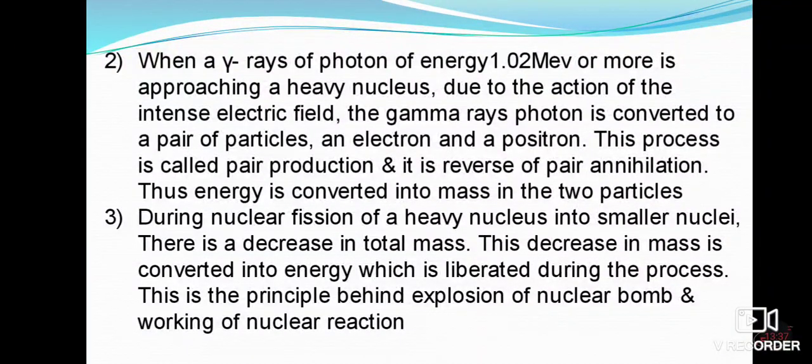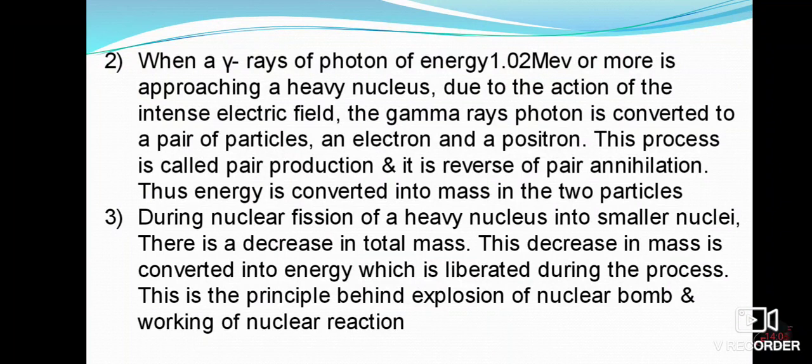During nuclear fission, a heavy nucleus is split up into smaller nuclei. There is a decrease in the total mass. This decrease in mass is converted into energy, which is liberated during the process. This is the principle behind the explosion of a nuclear bomb and the working of a nuclear reactor.